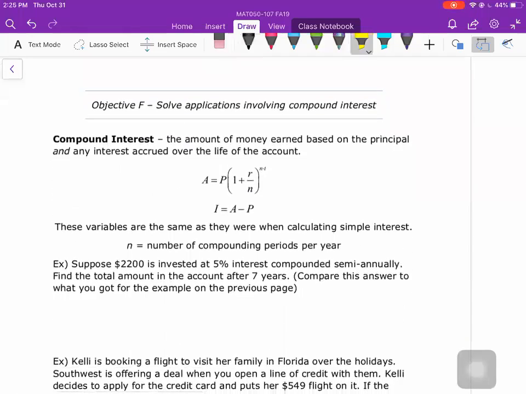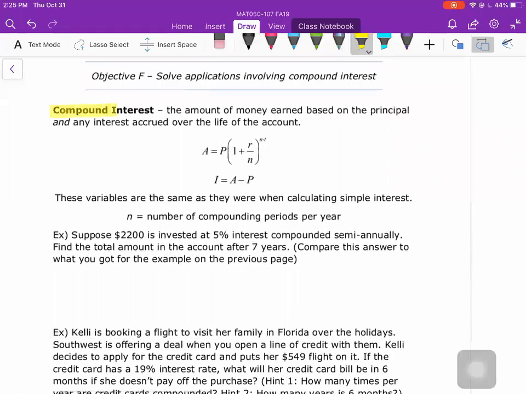So the next thing we're going to look at is something called compound interest. Compound interest is when the amount of money earned is based on the principal and any interest accrued over the life of the account. So like the complete total amount with interest included plus principal. Yes, but that's not different than what we were looking at with simple interest either. So compound interest is actually way more common. You guys, probably any type of account that is earning any kind of interest, whether the interest is good or bad, is probably using compound interest. Okay.